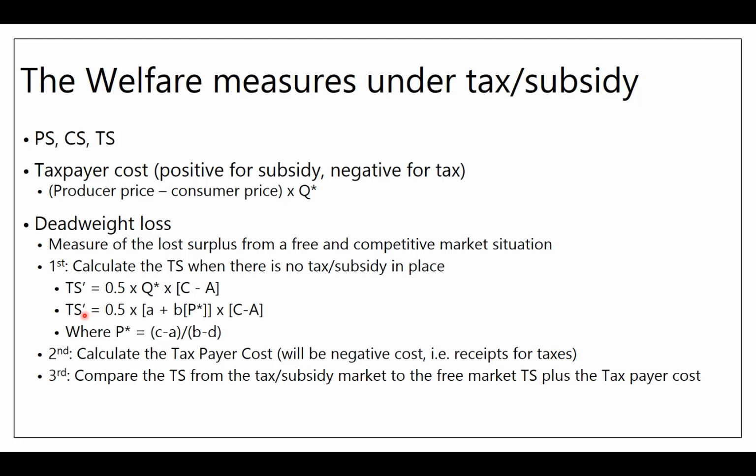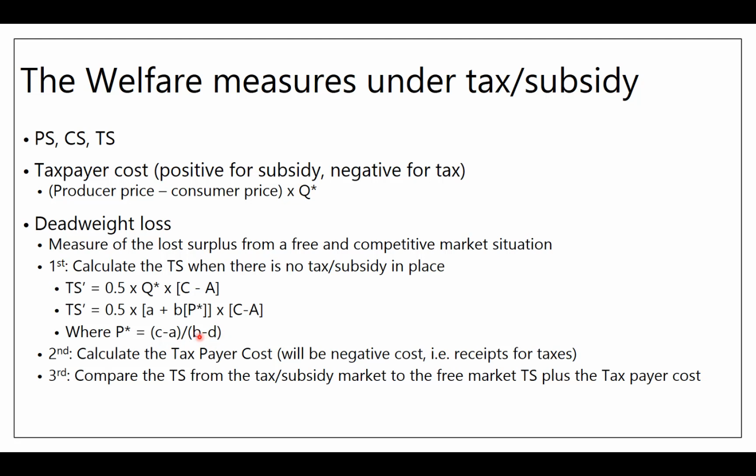And so another way to write TS prime might be to take 0.5 multiplied by, to get Q star, the free market quantity, you need A plus B times P star, the free market price, the no tax price. And then again, you're multiplying it by C minus A. And then P star, we know, is actually just the difference in the two normal form intercepts divided by the normal slopes, or the regular slopes. And that's a lot of work, okay?